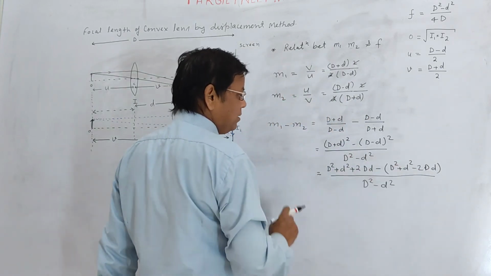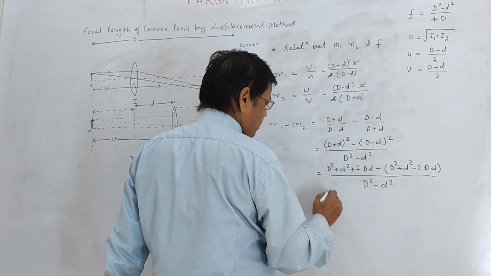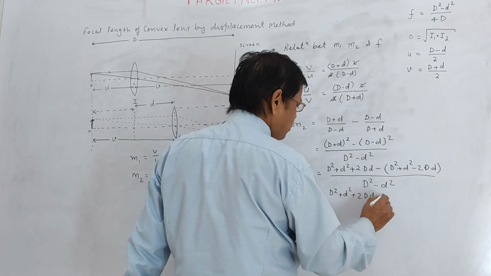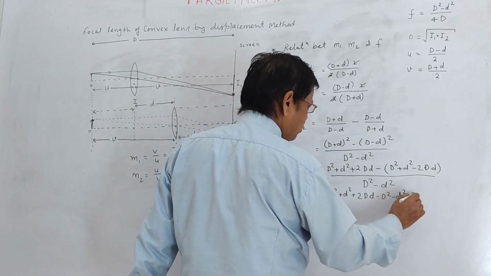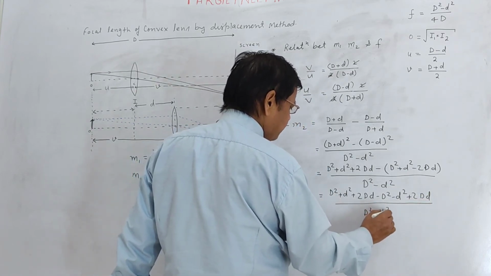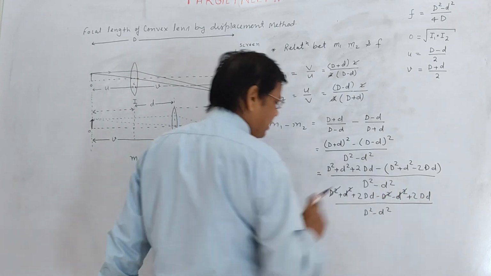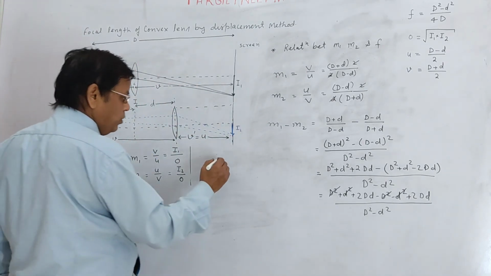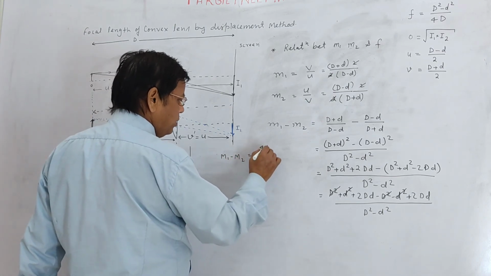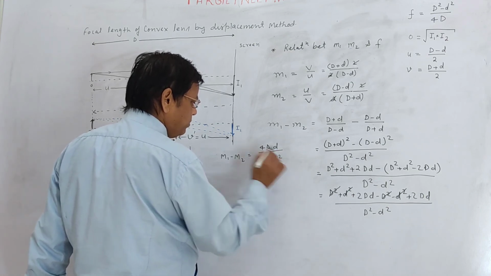Now if you open this bracket, then the sign gets changed. So this will be D square plus d square plus 2Dd minus D square plus d square plus 2Dd upon D square minus d square. Now this D square cancels, this d square cancels, and these two get added. So what we got? M1 minus M2 is equal to 4Dd divided by D square minus d square. That is what is left.